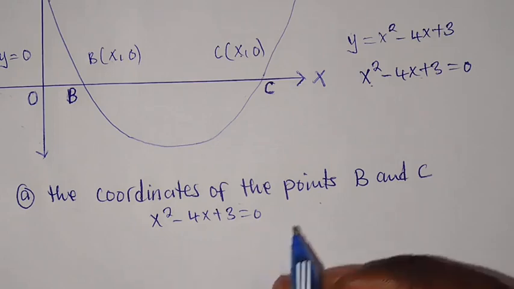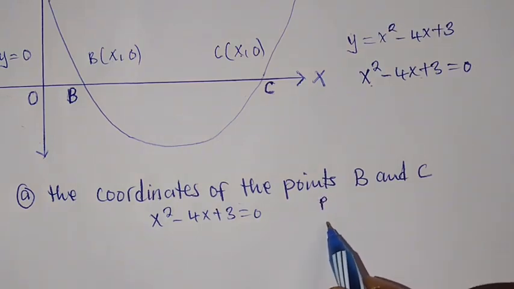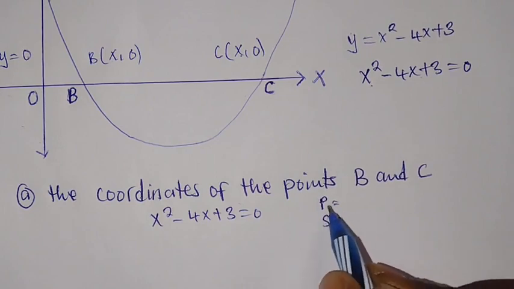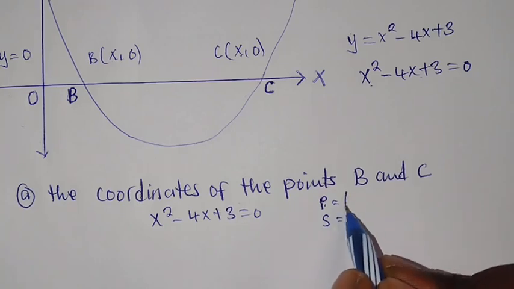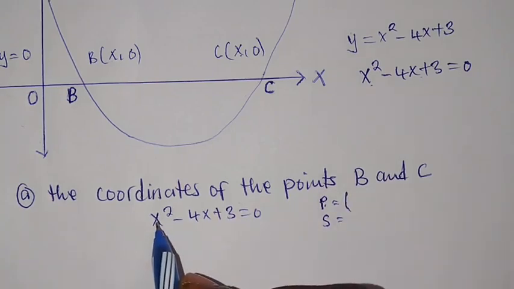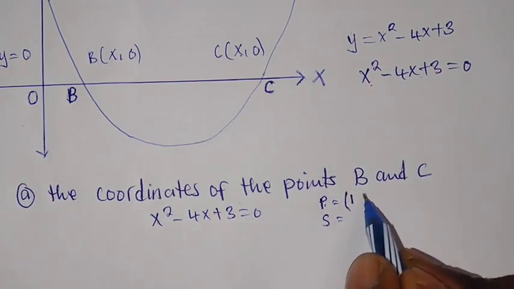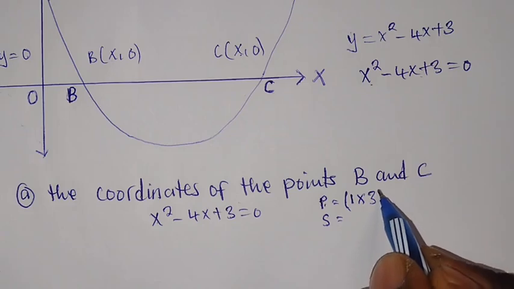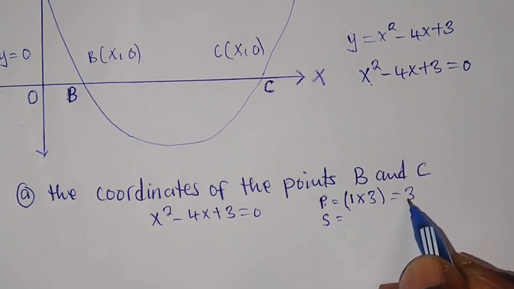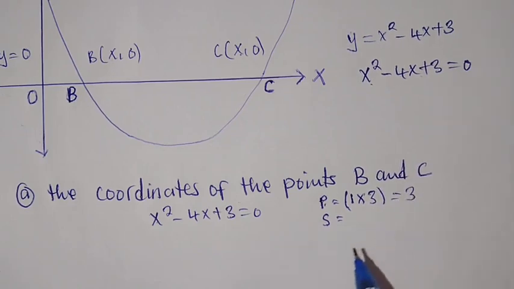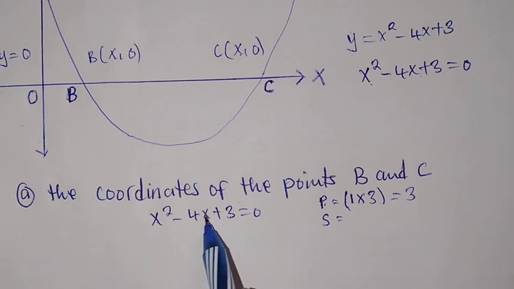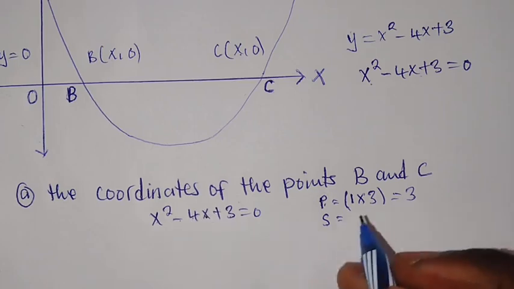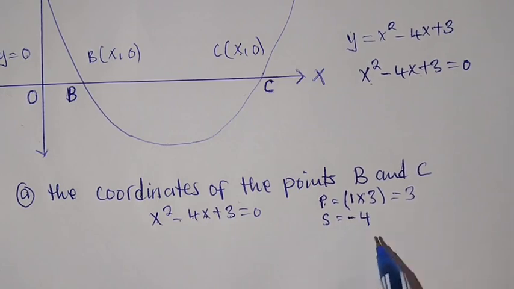So here, what we are going to do is find the product and the sum. The product is found by multiplying the coefficient of x squared, which in this case is 1, times the 3 right here. So 1 times 3 gives us 3. So the product is 3. Then the sum is found by getting the coefficient of x, the x in the middle right here. The coefficient is negative 4, so the sum will be negative 4.